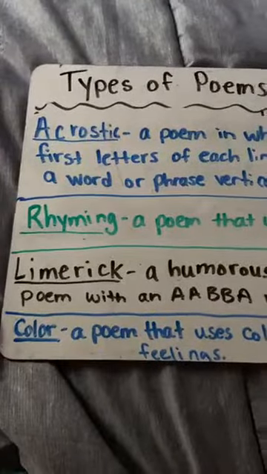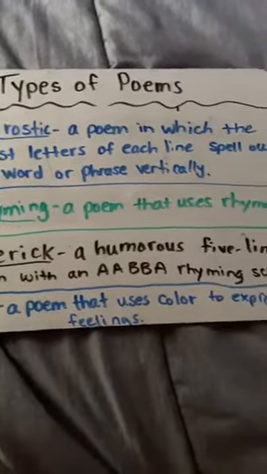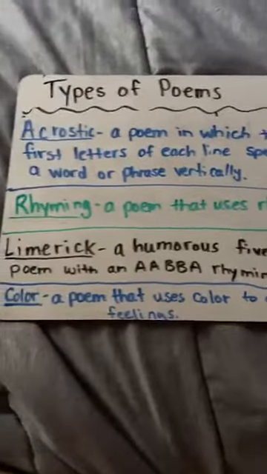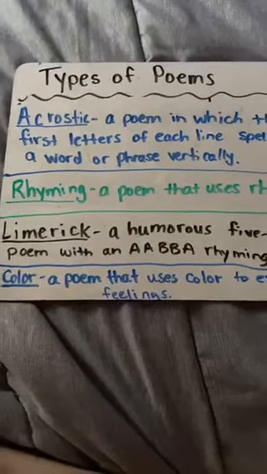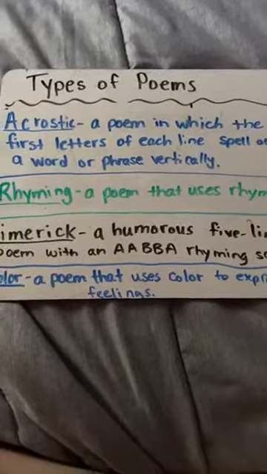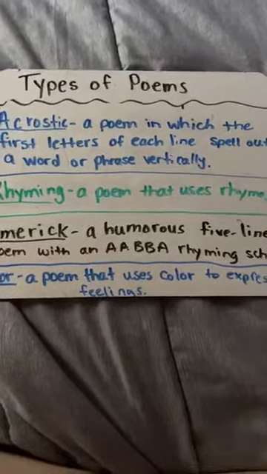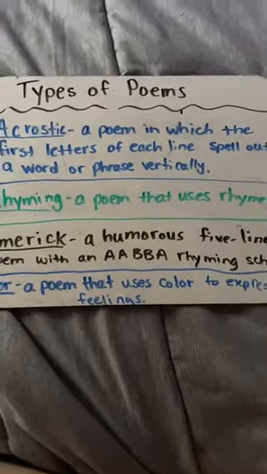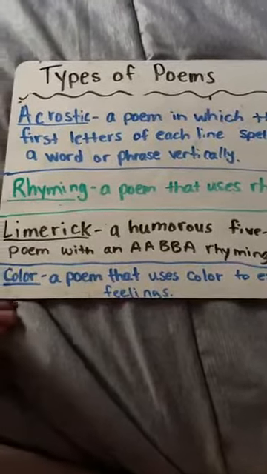So the first one is acrostic poem, and I'm sure you have all done one of these. An acrostic poem is a poem in which the first letters of each line spell out a word or phrase vertically. So you could have spring written down the side, and then you would start it with S: chickens start to chirp. Okay, and then you would say I, insects start to come out, or something like that.